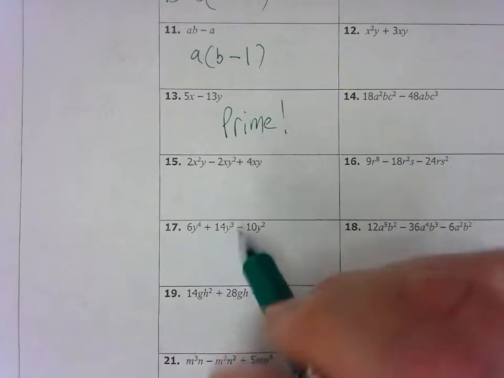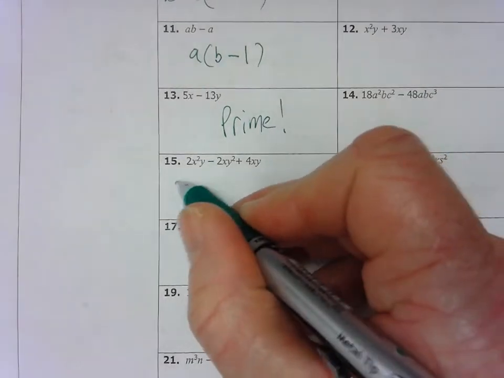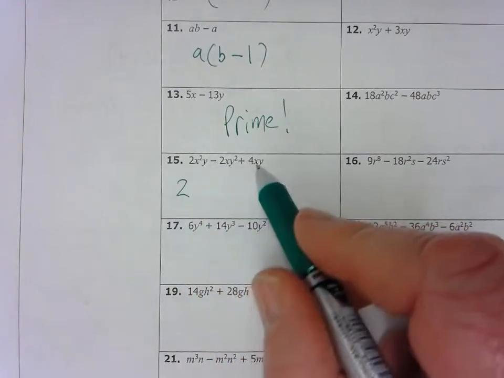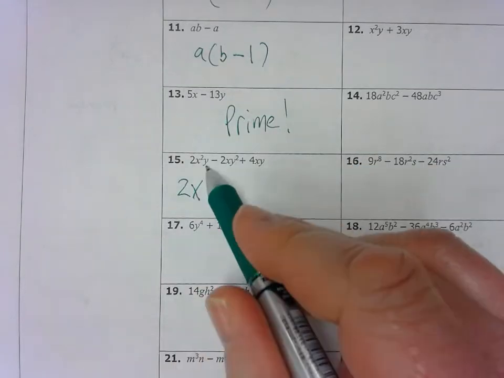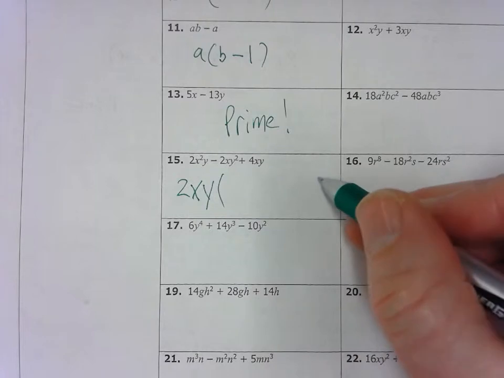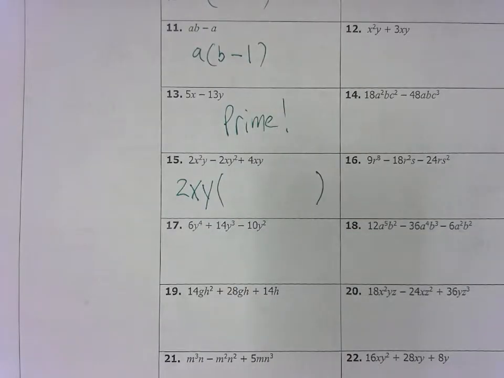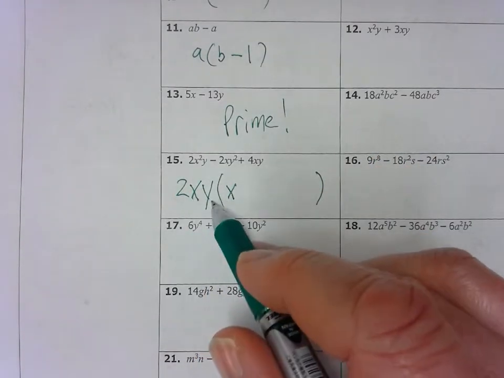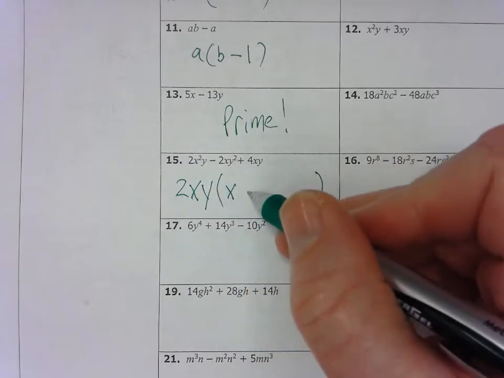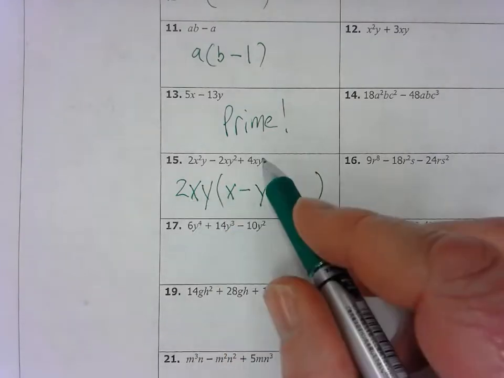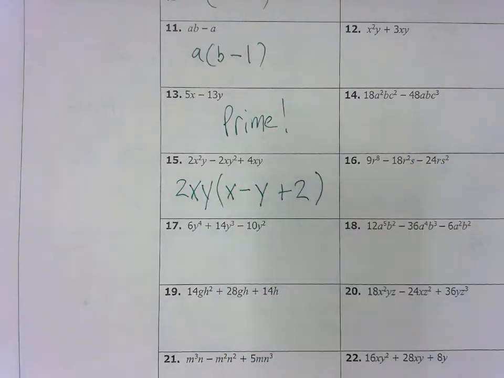Okay, next we have 2, 2, 4, so there's a 2 in common. The lowest amount of the X, they got X squared versus X, so I do X. Y squared, Y, so I got Y. So 2xy is the common factor. And what do I got left? Well, how about an X? And a Y. And we got to double this to get that, a 2.